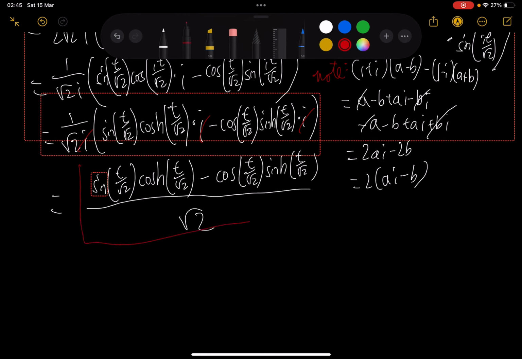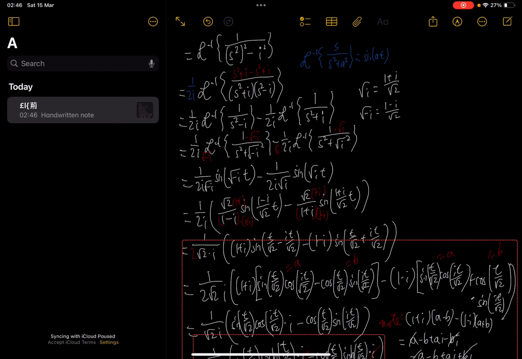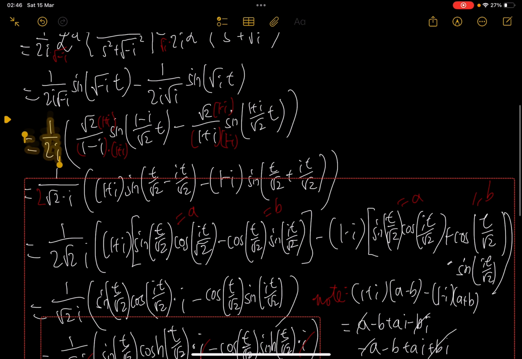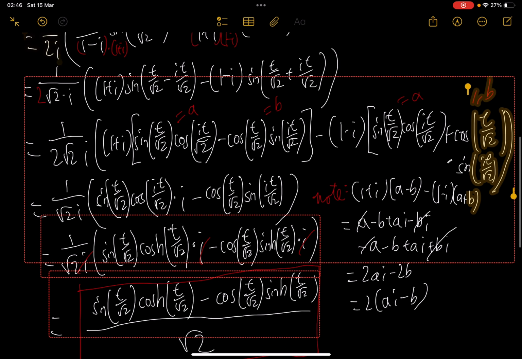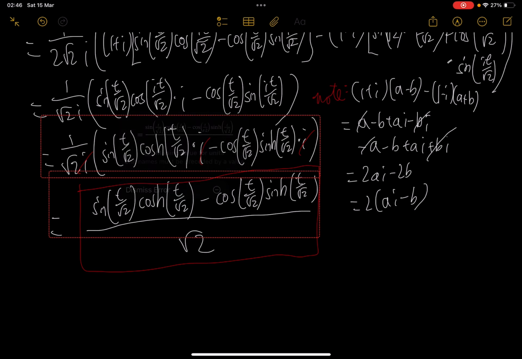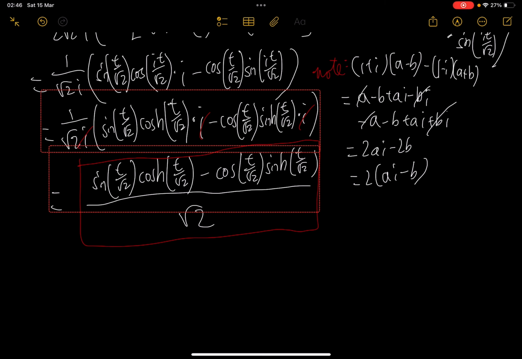Let me just show the answer here. Yes, the answer. You can see the result is really beautiful. I don't know how to get rid of this thing. This is annoying, I forget. Here's our result: sin of t over square root of 2 times cosh t over square root of 2 minus cosine t over square root of 2 times sinh t over square root of 2, all over square root of 2. This is our result.